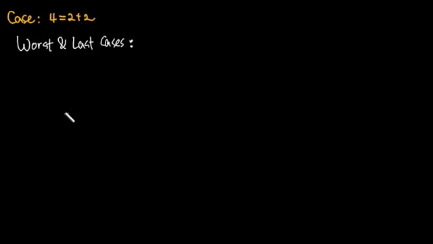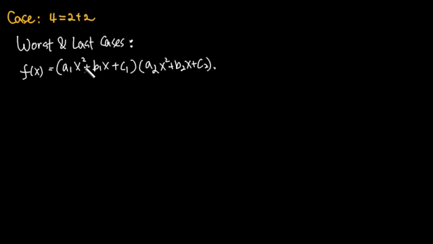Now the worst and the last case we're going to consider is this quadratic times quadratic with all the coefficients in there, and they're not equal to each other. So it's going to look like this. So here's how it looks. The first factor is quadratic, and the second factor has all the coefficients written with different indices and so on.